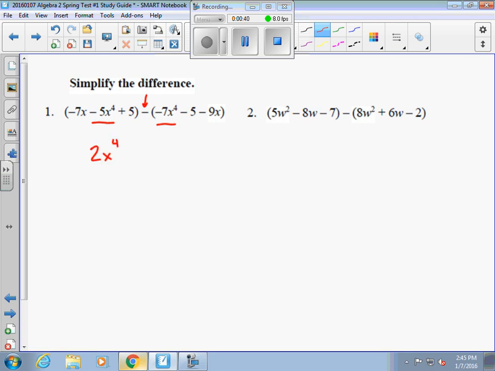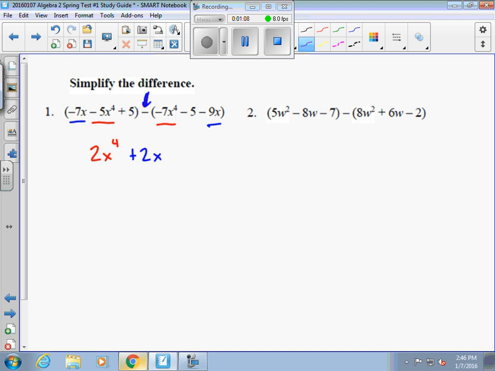We're adding and subtracting bases, so we're not adding exponents. All you do is put the coefficients together, 5 minus a negative 7. The next biggest degree is x to the first power. So right here we have negative 7x. Again, it's minus negative 9x. Minus a negative means plus a positive. Negative 7 plus 9 is plus 2x.